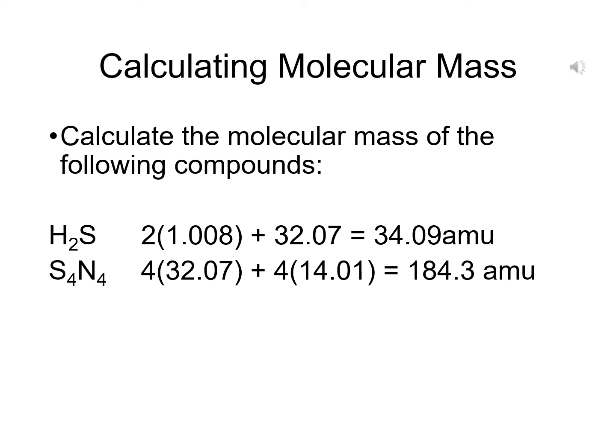Next, we look at tetrasulfur tetranitride. There are 4 sulfurs and 4 nitrogens, so each atomic mass needs to be multiplied by 4. So 4 times 32.07 for the sulfur, plus 4 times 14.01 for the nitrogen. And this gives us a total molecular mass of 184.3 AMU. You may wonder why there's only 1 digit after the decimal point. But you'll notice that we multiplied 32.07 by 4, and that gave us a 4-digit number with only 1 number past the decimal, the tenths place.